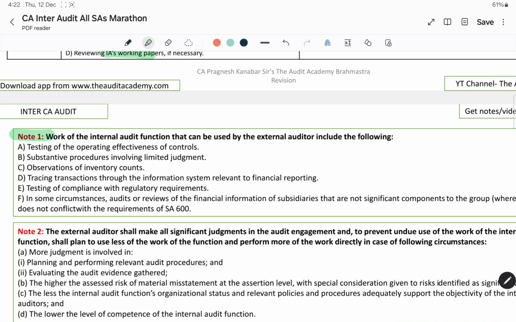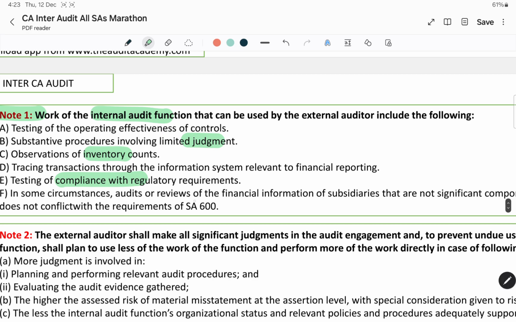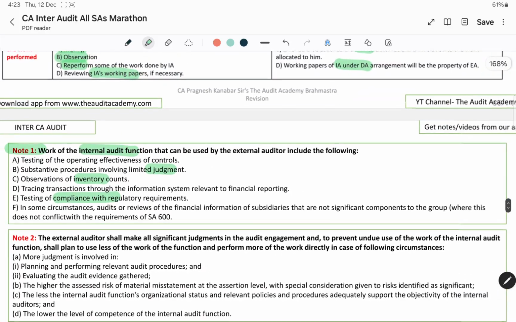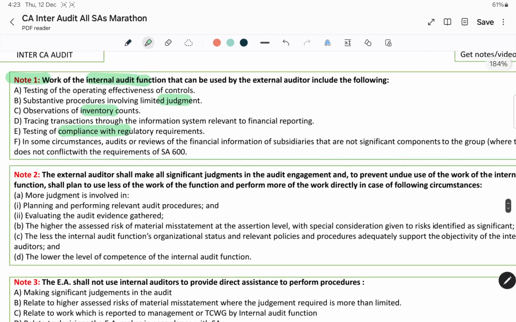Note 1. Work of the internal audit function that can be used by the external auditor includes the following. First is testing the operating effectiveness of the control, substantive procedures involving limited judgments, observation of the inventory count, tracing the transaction through the information system relevant to the financial reporting, testing of the compliance with the regulatory requirement. In some circumstances, audit or review of the financial information of the subsidiaries that are not significant components to the group, where this does not conflict with the requirement of SA 600.